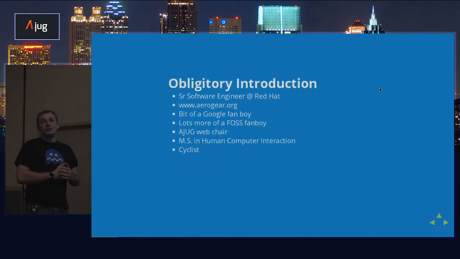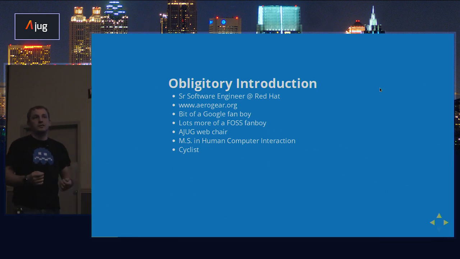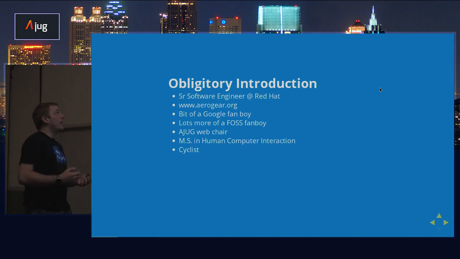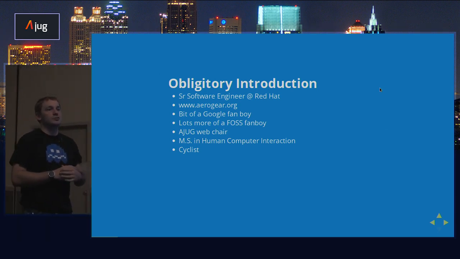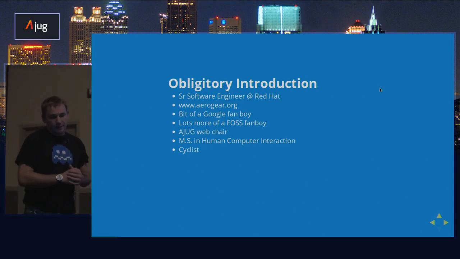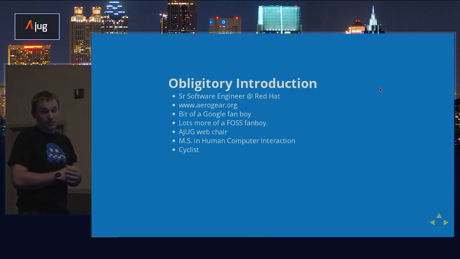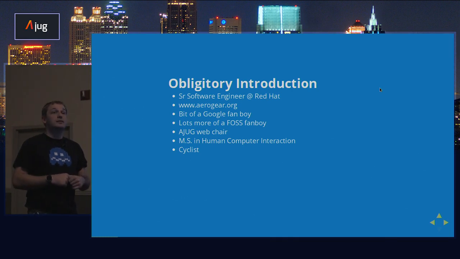Here's the obligatory introduction. I'm a senior software engineer at Red Hat. I work on the AeroGear project as an Android developer. www.aerogear.org. It's actually really cool. We've got lots of things for making enterprise mobile services a lot easier, all done in a very open source and interoperable way. I'm a bit of a Google fanboy, but I'm also much more of a FOSS, free open source fanboy. I'm the AJUG web chair, so the broken images you saw are my job to fix. I have a master's in human-computer interaction, and I'm also an avid cyclist.